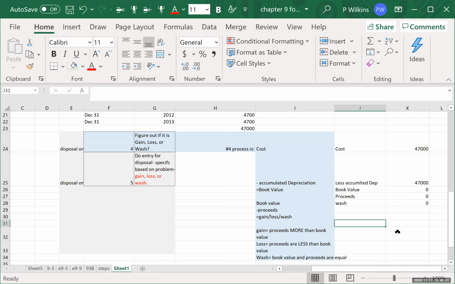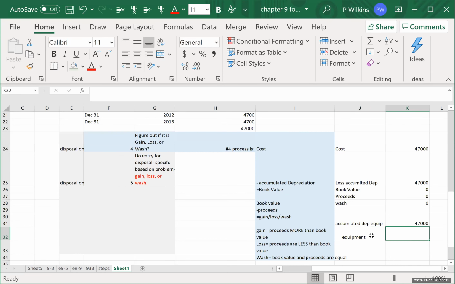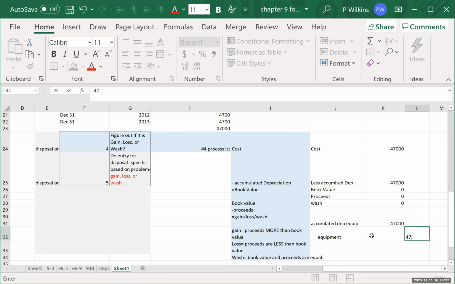Okay. So the entry that we're going to do for this problem to get rid of this asset is all we have to do is get rid of the accumulated depreciation and get rid of the equipment. So we're going to debit accumulated depreciation, equipment, for $47,000. And then we are going to credit equipment for $47,000. Okay, so that is disposing of a plant asset that's been fully depreciated.